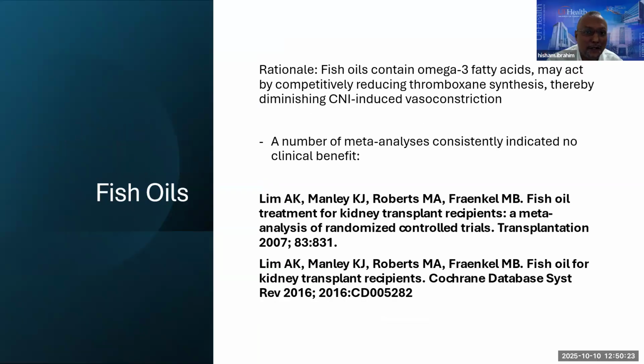Okay, then fish oil, omega-3 fatty acids. Here we're trying to inhibit thromboxane synthesis. If we look at the previous slide, endothelin and thromboxane were two of the potent vasoconstrictors that are implicated in causing the vasoconstriction. So the hope was that fish oils, by competitively reducing thromboxane synthesis, could diminish CNI vasoconstriction.